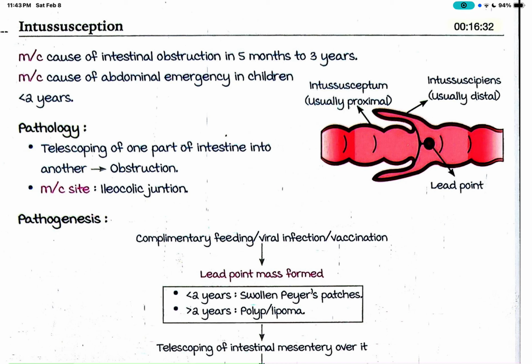Pathology: telescoping of one part of the intestine into another, causing obstruction. The most common site is the ileocolic junction. Usually the proximal part is the intussusceptum, the one getting inserted, and the distal part is the intussuscipiens, the one receiving it, and this is the lead point.